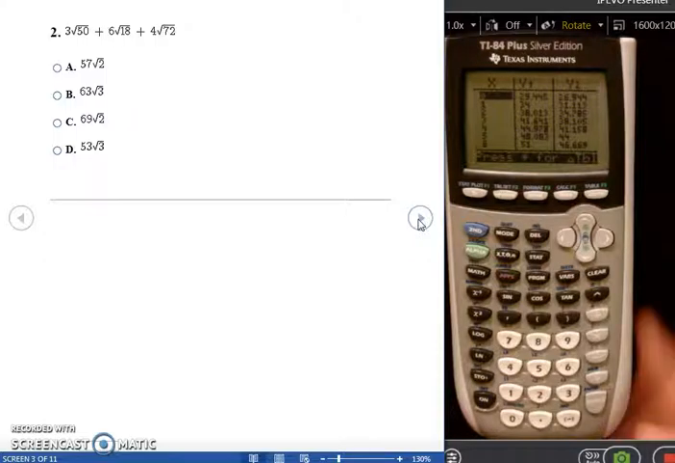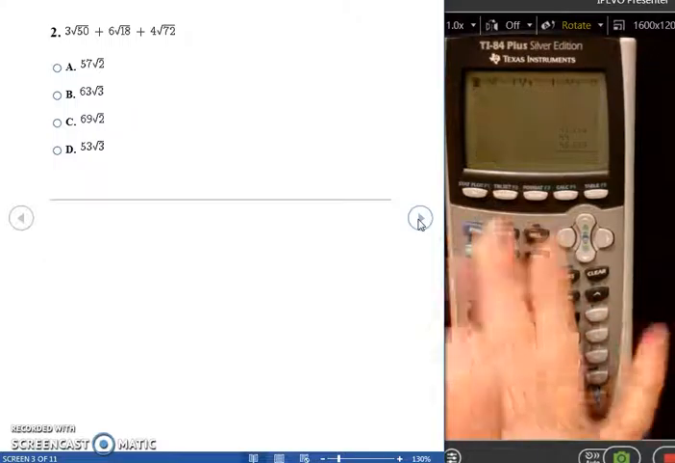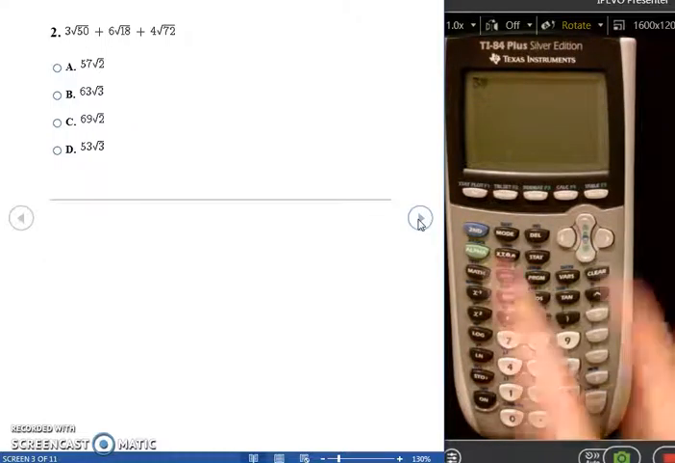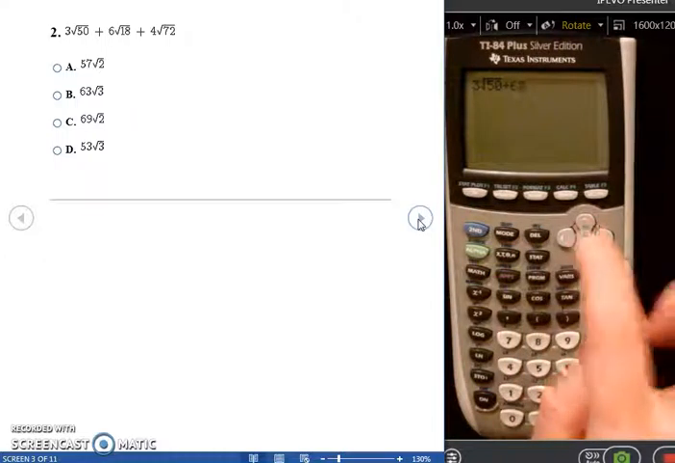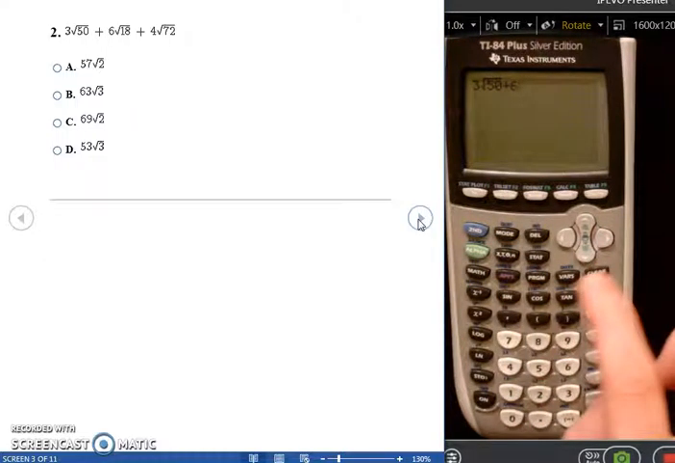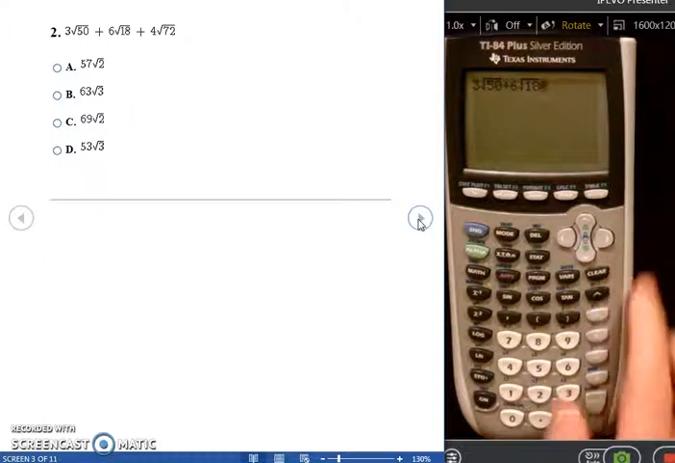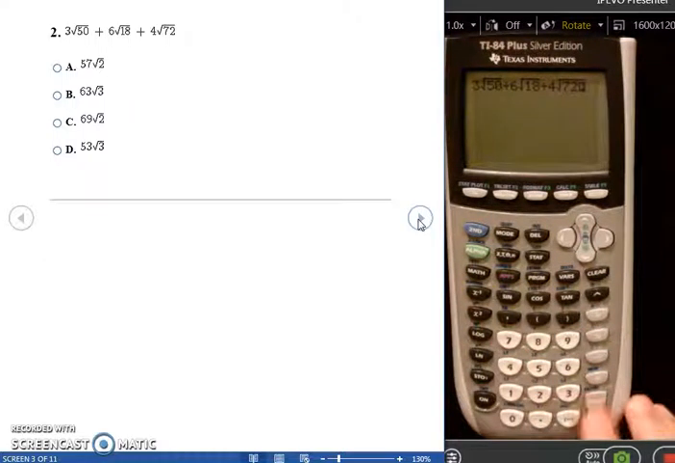Now the rest of the problems that we're going to look at today are just with the straight numbers. So I'm going to go ahead and type this in. I'm just going to type the problem in, 3 second square root 50, right arrow over to get out of the square root, plus 6 second square root 18, right arrow out of it, plus 4 second square root 72.